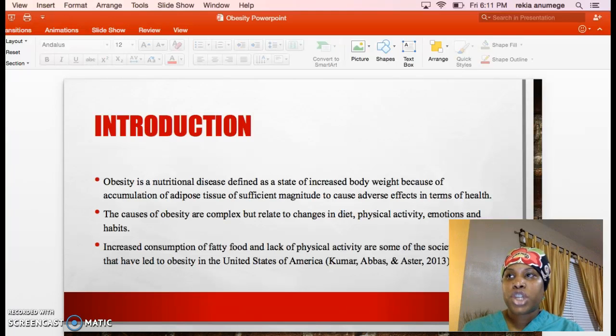Let's jump to the introduction. I'm sure at some given point or time, you guys have heard of the word obesity. Basically, the definition is a nutritional disease defined as a state of increased body weight because of the accumulation of adipose tissue, fat, in lay terms. The causes of obesity are complex, but they can be related to your diet, your physical activity, emotions, and habits. There's also the increased consumption of fatty food and lack of physical activity that are some changes in society that have led to obesity in the United States of America.